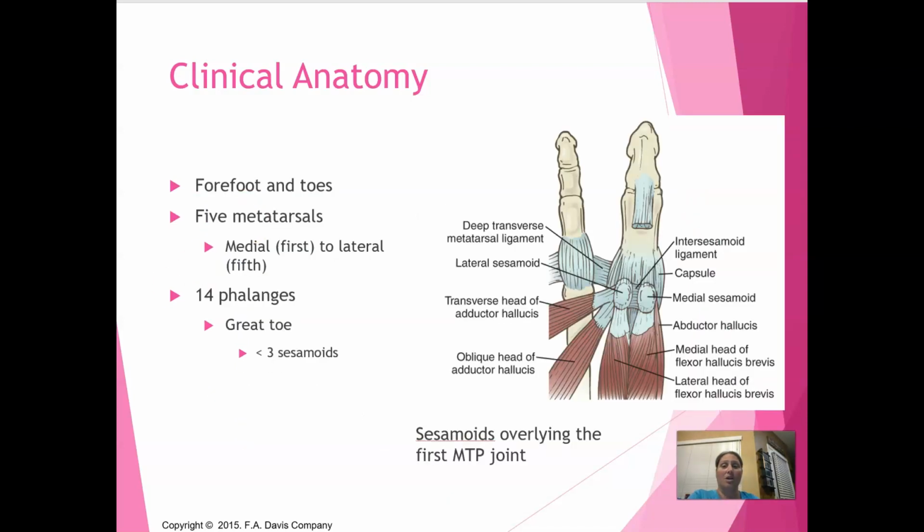A little bit more of the clinical anatomy. There are sesamoid bones. Usually you'll see them on the great toe or the big toe, right at that MP joint, metatarsophalangeal joint. There could be 2 or 3. The 5 metatarsals, I just want to remind you guys that we are counting from first, which is medially, all the way out to our pinky toe, which would be our 5th, more laterally.